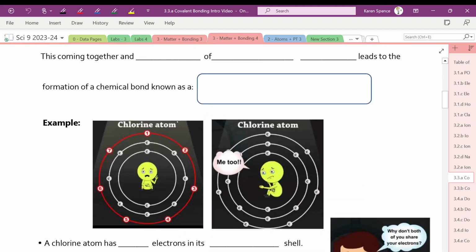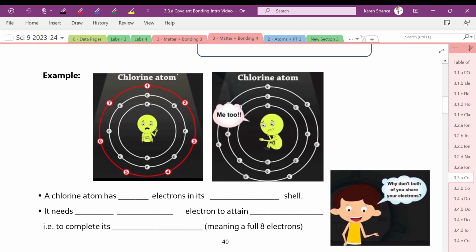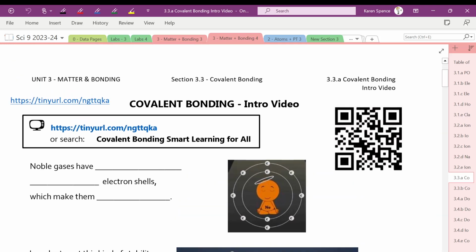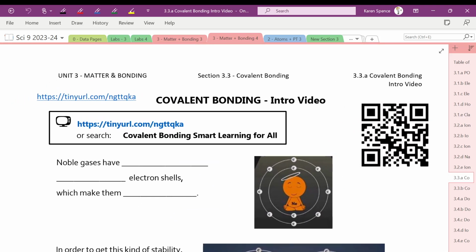Okay, my friends. We're going to step away from ionic compounds for a moment and move into covalent compounds. So this is on page 40. Page 40.